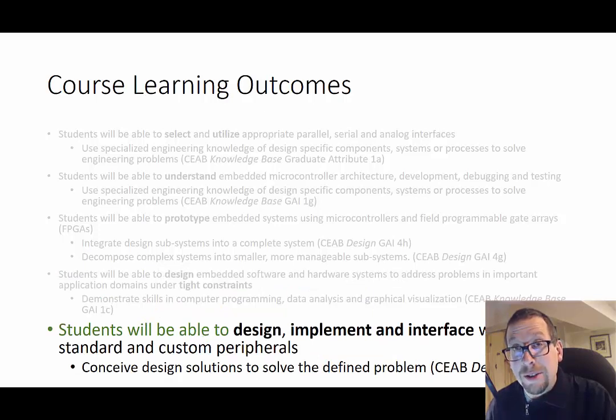The last course learning outcome that we are doing in this class is students will be able to design, implement, and interface with standard and custom peripherals. Again, we tie this into the CAB, and here we're looking at graduate attribute indicator 4B, design: conceive design solutions to solve the defined problem. So these are things that will be coming through in the course. These are really important, and we'll be paying specific attention to these CLOs, or course learning outcomes.